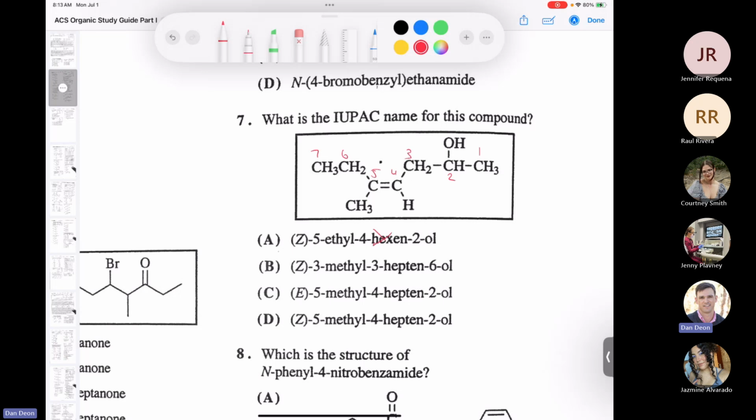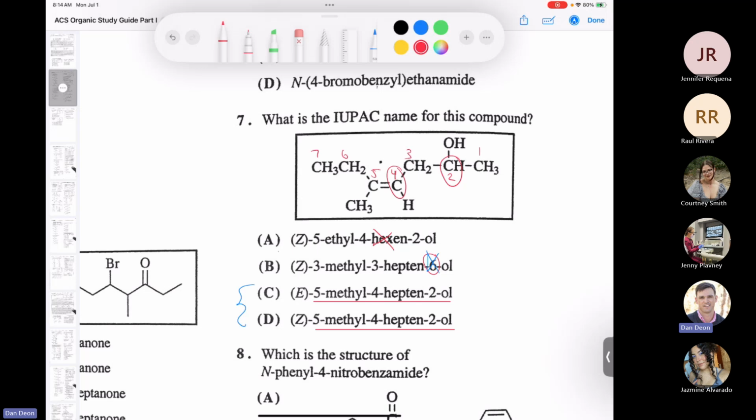So we can cross this one off because it says it's a hexanol. Well, that's not true. And then this one here, they numbered it incorrectly, right? So they gave the locant for the hydroxyl, the number 6, which is incorrect. That would mean they had started numbering here, which would be incorrect, okay? So we can cross that one off too. So now it's a battle between these two, C and D, and you see how all of this is identical, right? The 5-methyl-4-heptene 2-ol is the exact same. And again, you can see they put the locant for the double bond is 4, and the locant for the hydroxyl is 2. So that's all good.